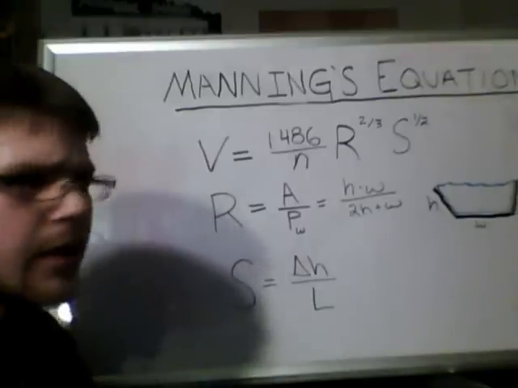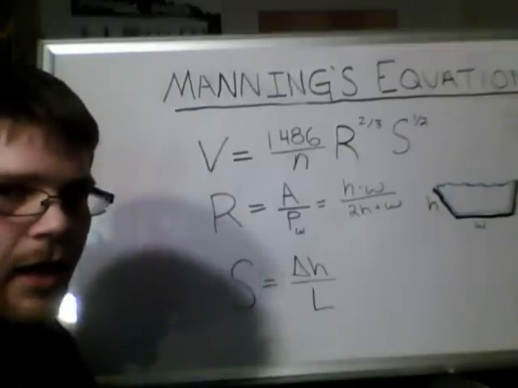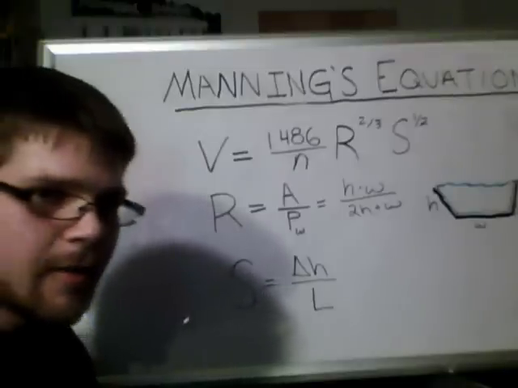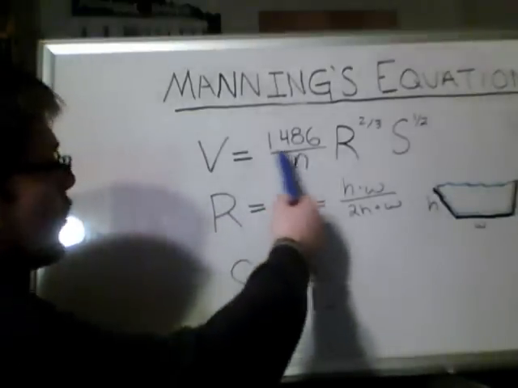Manning's equation is empirically derived, so what that means is that it was found by looking at how water in a stream bed behaves in the natural environment and then trying to come up with an equation that mimics that. So that's why we end up with an odd value here like this 1.486.